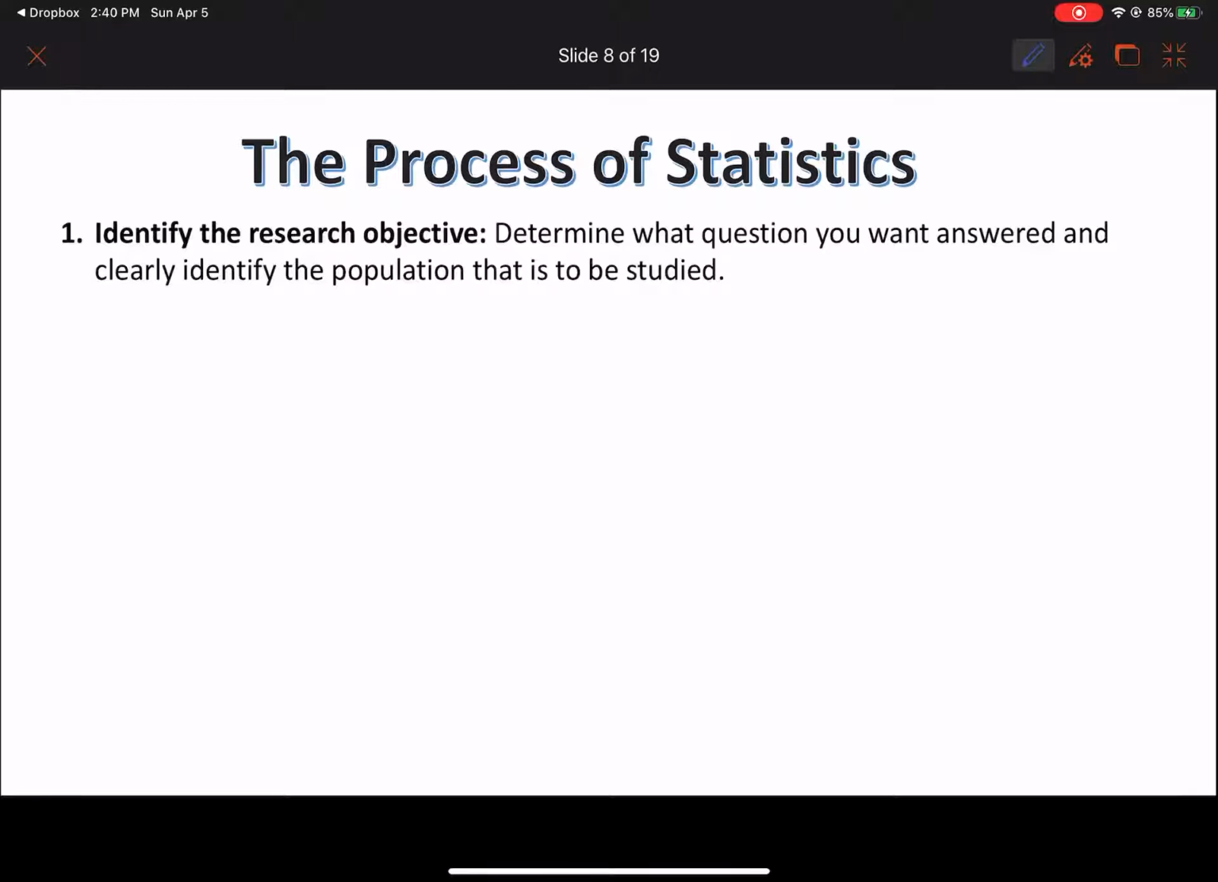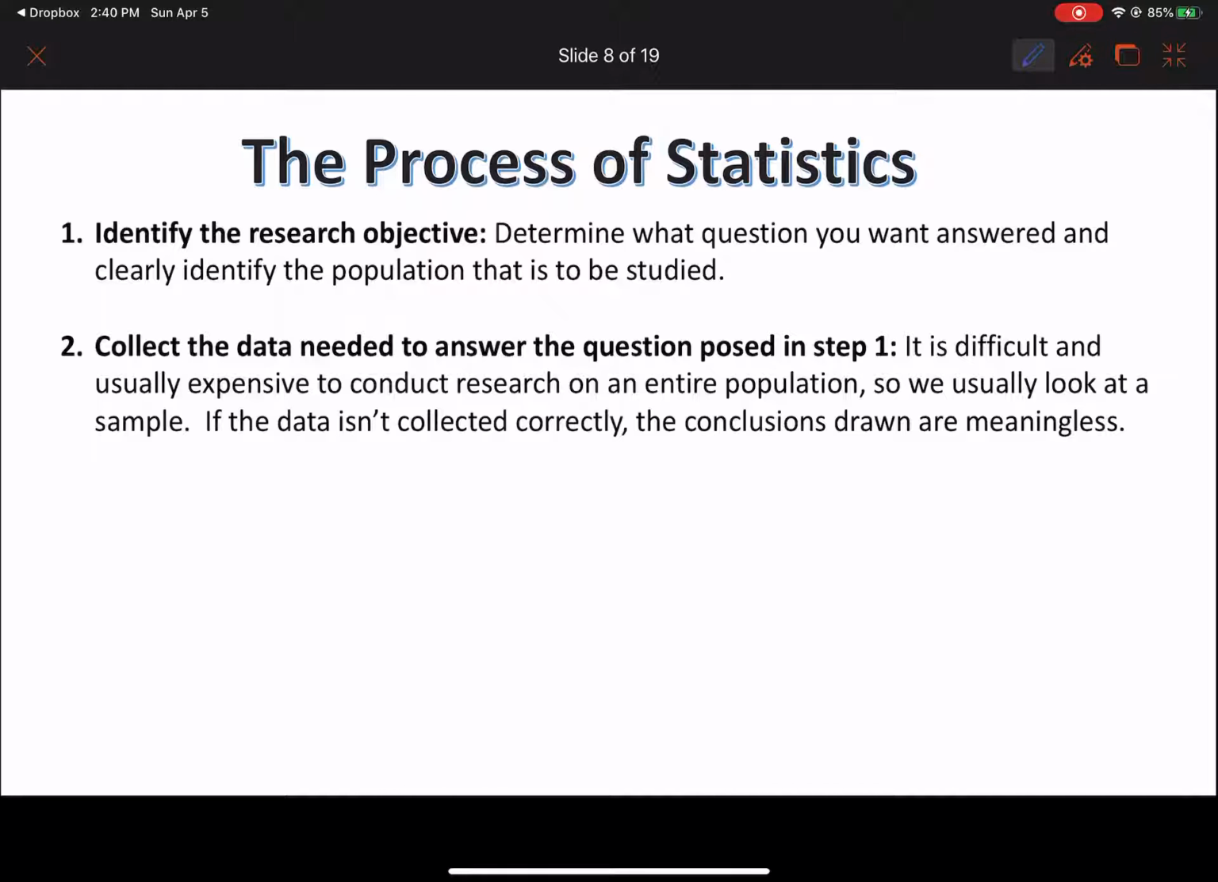First, you identify the research objective. So you need to figure out, what question am I answering? Because what's the point of collecting data if you don't know what question you're answering? And what is the population you're studying? Are you studying RCC students? Are you studying the entire voting population of the U.S.? What's the population?